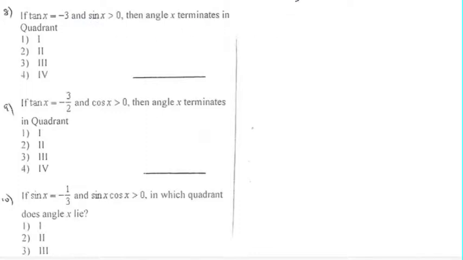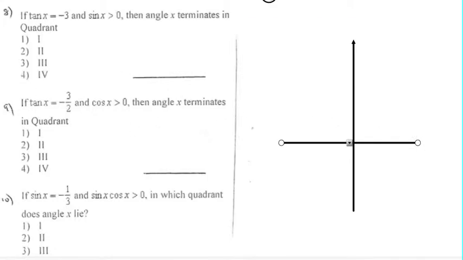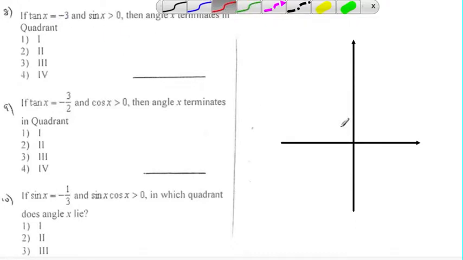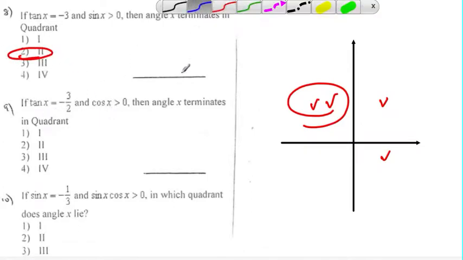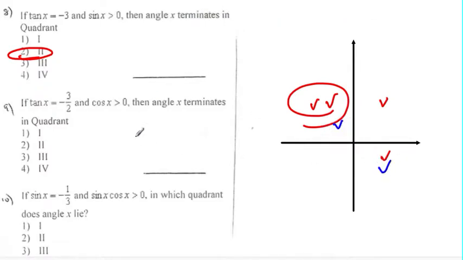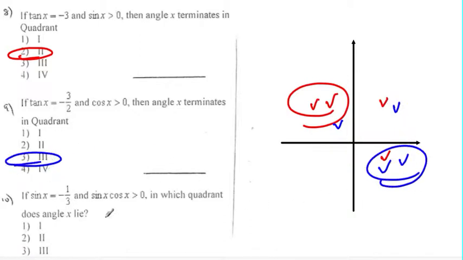Now number 8. Once again, here we have tangent is negative. Tangent being negative means second and fourth. But sine has to be positive, so we are looking at first and second. Therefore, we are looking at the second quadrant. Here, tangent is negative. I'm going to use the blue. That means we are looking at second and fourth. But cosine is positive, that means first and fourth. So our answer will be the fourth quadrant.